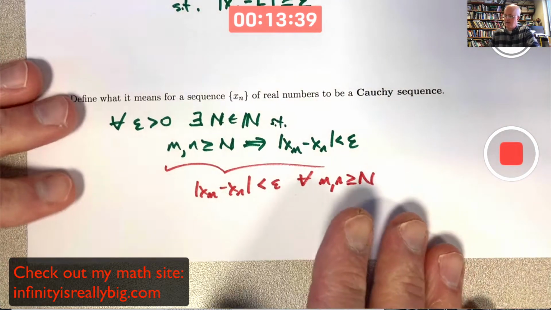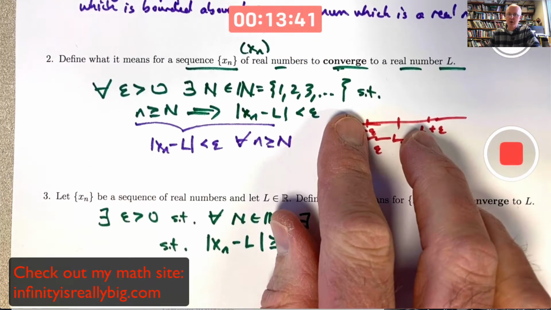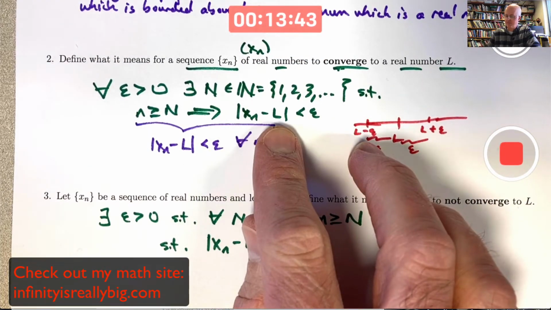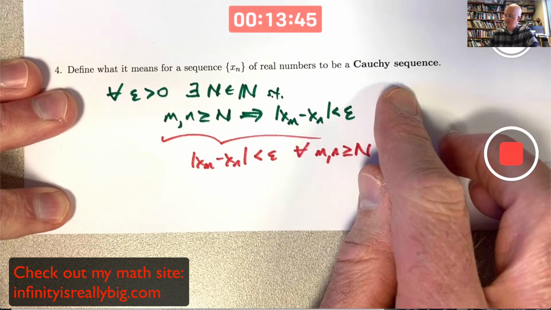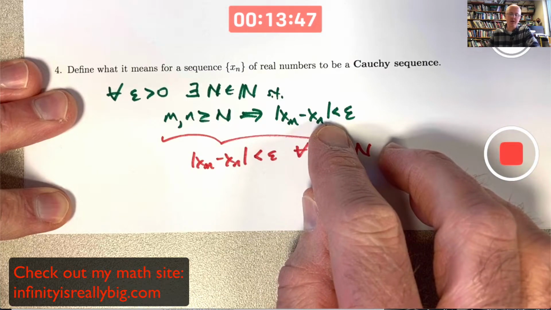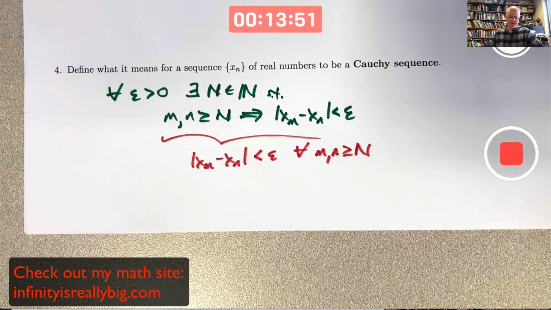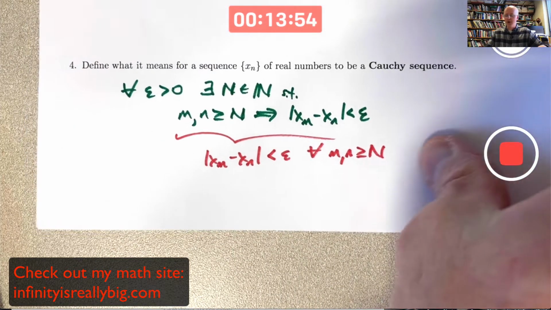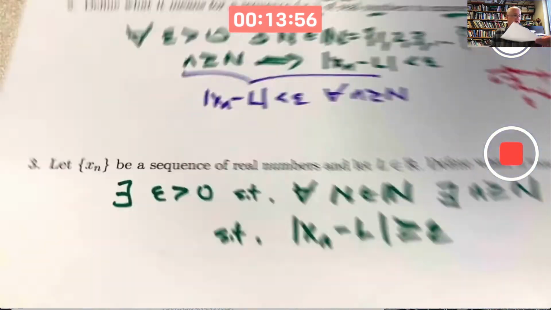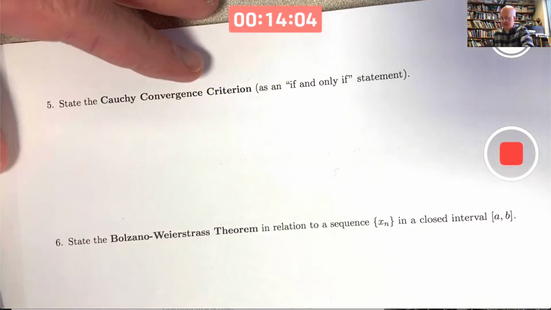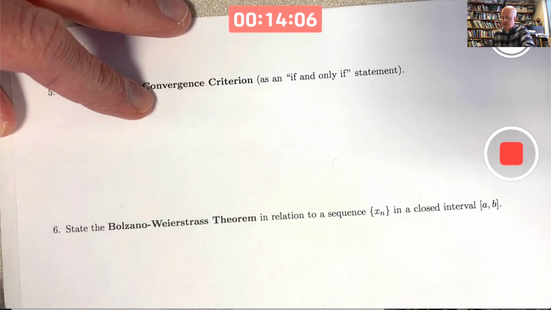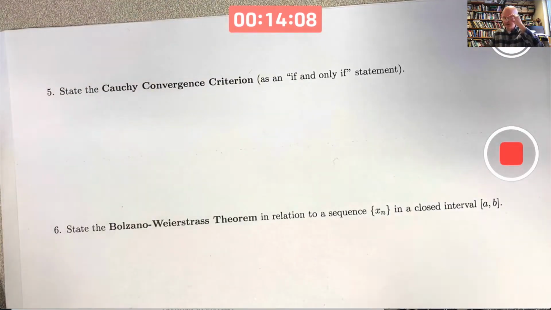So with the convergence to a number, the terms again are getting close to that particular number. With Cauchy sequence, the terms are getting close to each other. You might wonder, are these equivalent concepts? And the answer is, well, at least in the real numbers, they are. There's something called the Cauchy convergence criterion. It's an if and only if statement. It's a theorem statement.